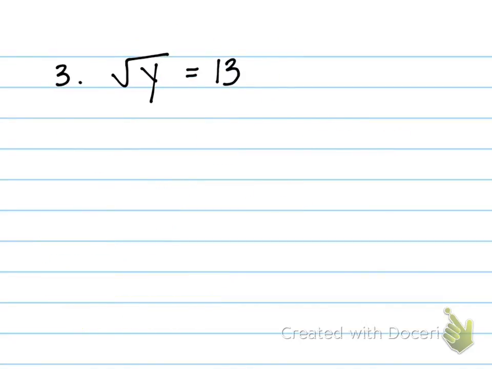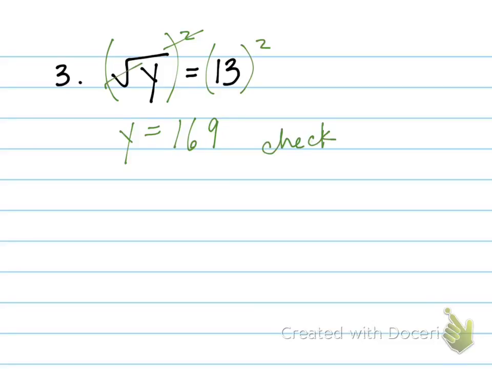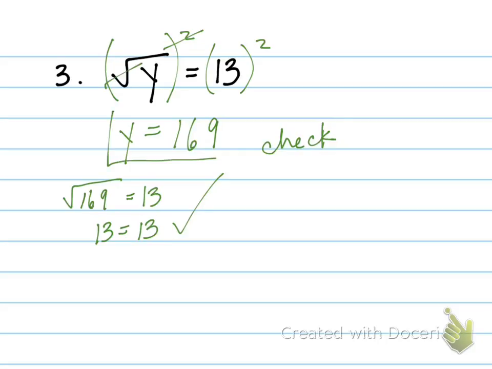Next example, kind of like number 1. In order to get rid of this square root of y, I want to square each side. So y equals 169. You can plug that into your calculator. Then I'm going to check my solution. So I want to check it. Square root of 169 equals 13. 13 equals 13. We're good. So this would be my final answer.